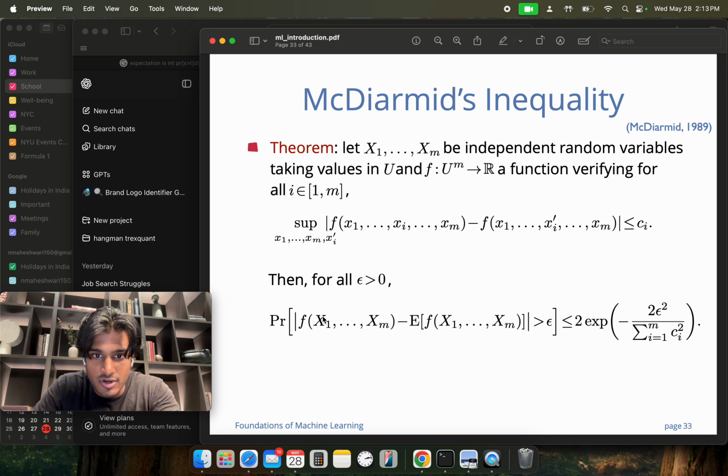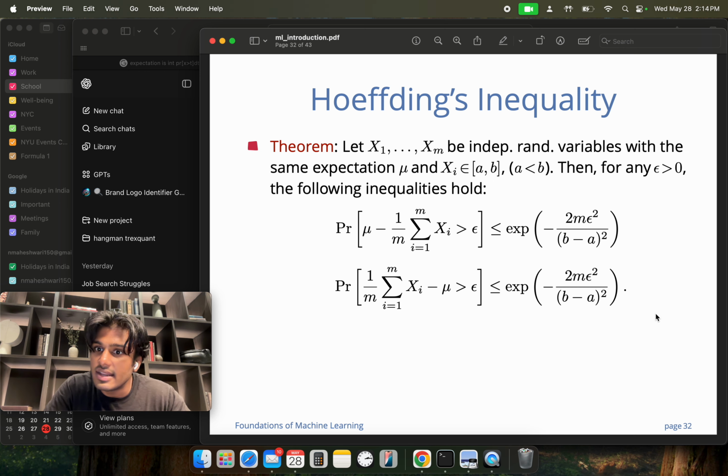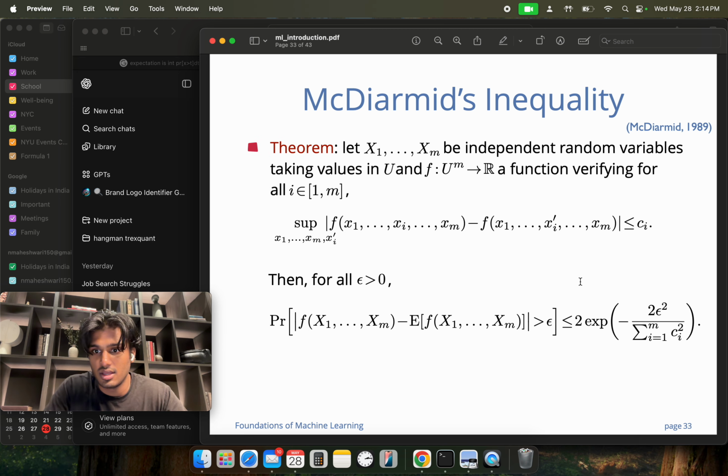So if I were to use McDiarmid's inequality with the function which is just the mean function, I get that ci square is (b minus a) square over m square, and this becomes 2m epsilon square over (b minus a) square, if I take the sum. And that's indeed what we see here: (b minus a) square over m square multiplied some m times, so it's just an m. So essentially it's the same. So McDiarmid's inequality is the more general version of Hoeffding's inequality, and it's the one which is more important.